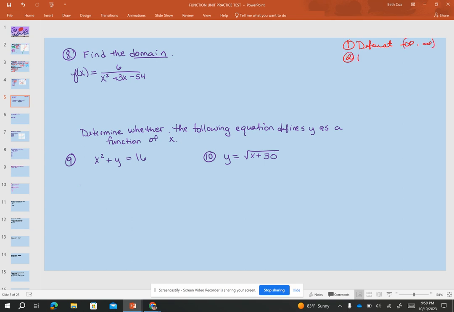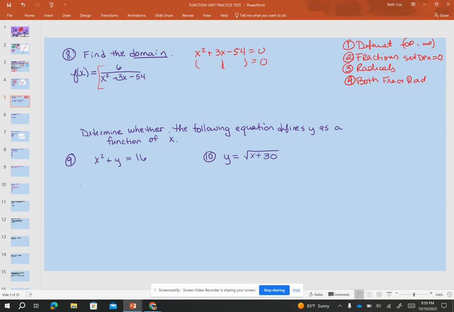Then we have a rule for fractions. We have a rule for radicals. And basically we have to look out for both fractions and radicals. So now this problem has a fraction. And for fractions, you set the denominator equal to 0 and solve. So let's do that. So I have x squared plus 3x minus 54 equals 0.